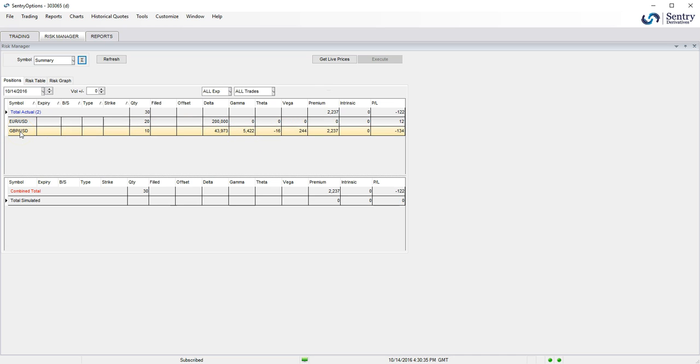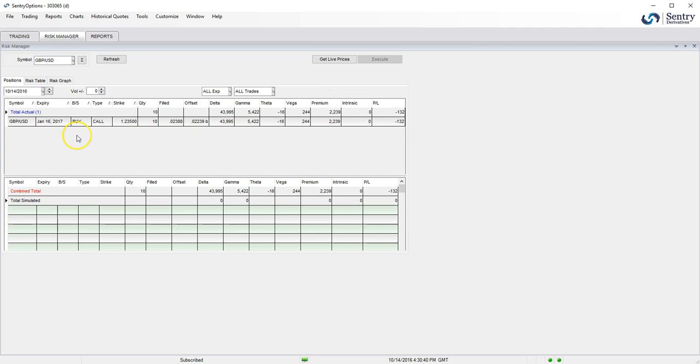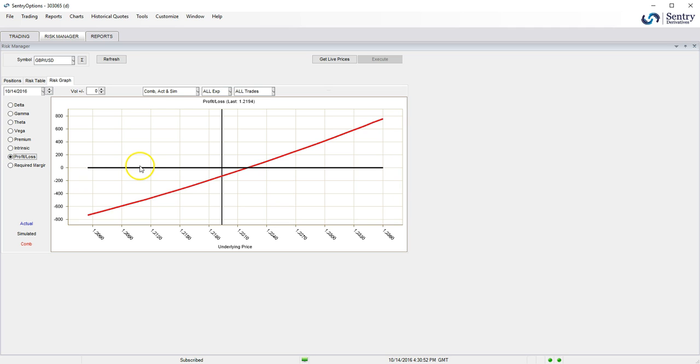Let's drill down. I double click on sterling and I see all the positions in our portfolio, which at this point is just one option. Trade is expiring on January 16th. I can click here for a risk graph and click on profit and loss, and I can see what the P&L of this position looks like as spot moves up and down.